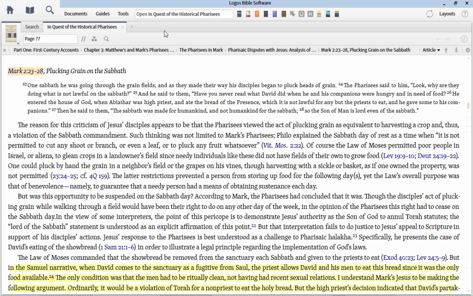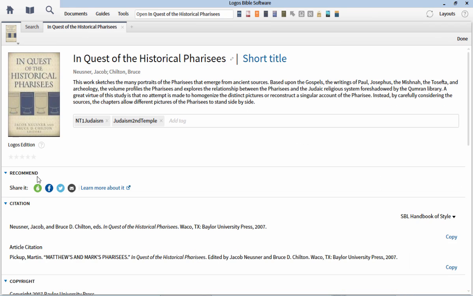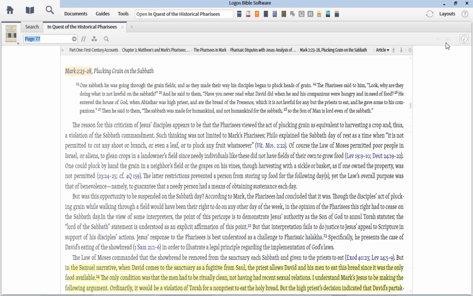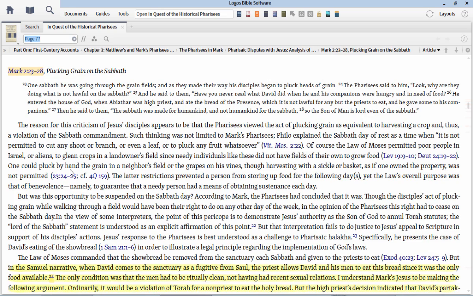Let's open this book. So here, this is a book written by one Christian and one Jewish scholar. Jacob Neusner is one of the most famous Jewish scholars today, a scholar on Rabbinic Judaism and Second Temple period Judaism. Bruce Chilton is a Christian New Testament scholar. And in this book about who the Pharisees really were, they're quite different from what a lot of people imagine them to have been. Very good book. I highly recommend it.